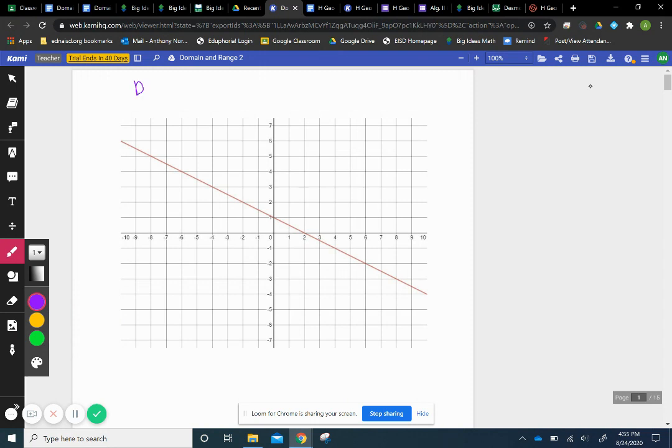So we have domain, which is the set of all x values, and we have range, which is the set of all y values.